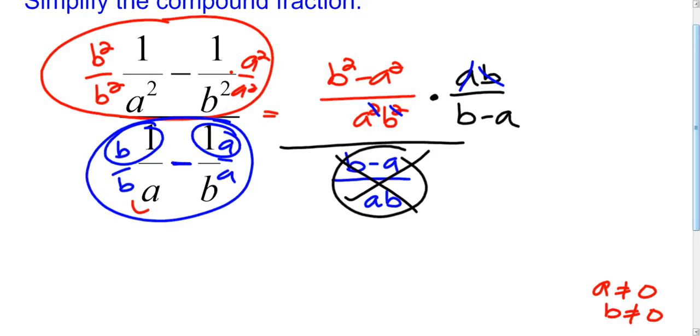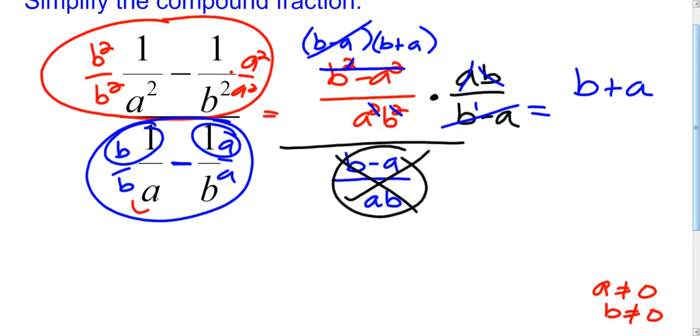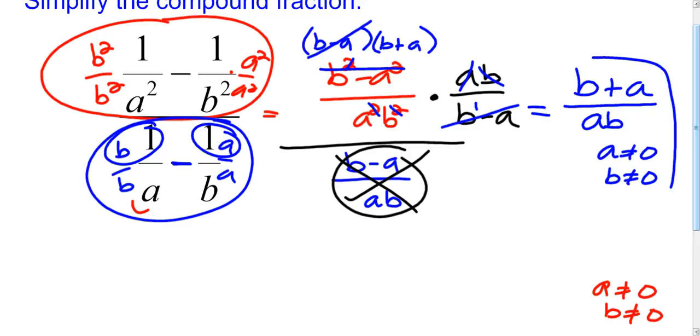Then some people think that this and one of these cancel, but that's not what happens. You need to think about this as a perfect square. This is b minus a and b plus a. That's what I have on the top. And so the quantity b minus a cancels with the quantity b minus a. And what I end up having is b plus a over ab. And remember, a can't be 0 and b can't be 0. All right, and that should do it for today.